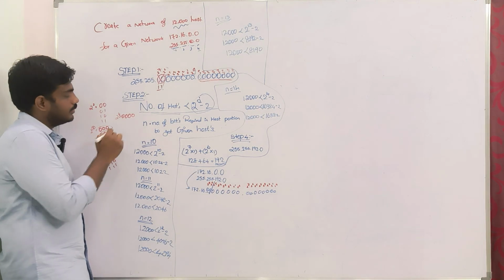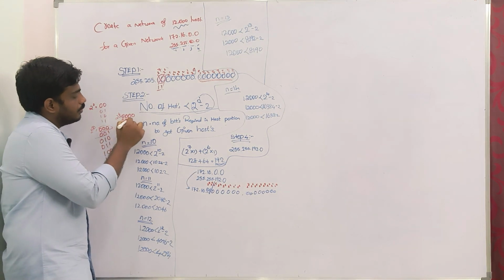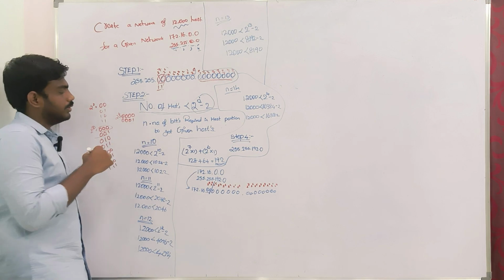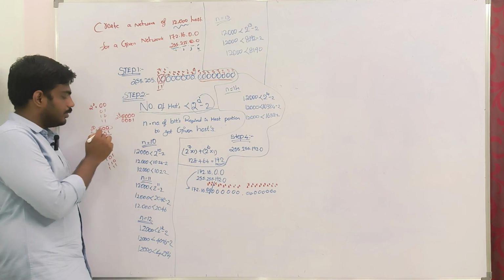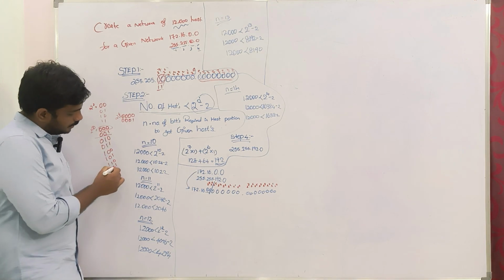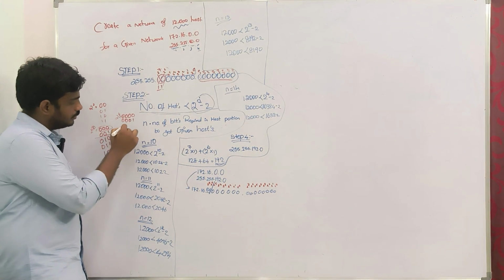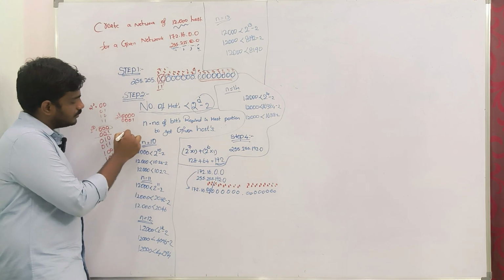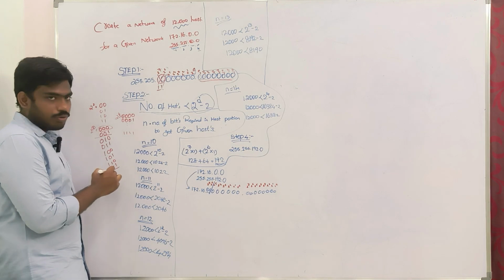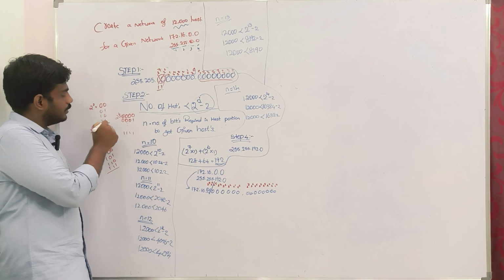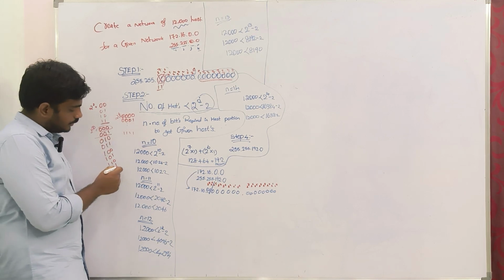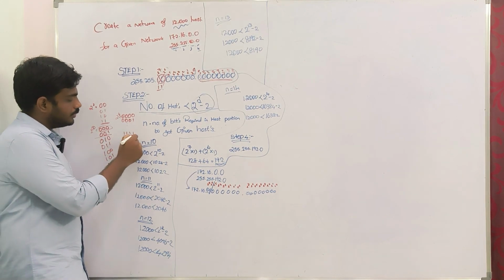What will be next? All should be 0 except the last part turned into 1. Here also you see, all 0 and the last turned into 1. Then what is the last? Last is 4 bits of 1: 1, 2, 3, 4. Here also you see 4 bits of 1s. If you see 2 power 2 also, all ends with 1, 1. Here also it ends with 1, 1, 1. Here also it ends with 1, 1, 1, 1.